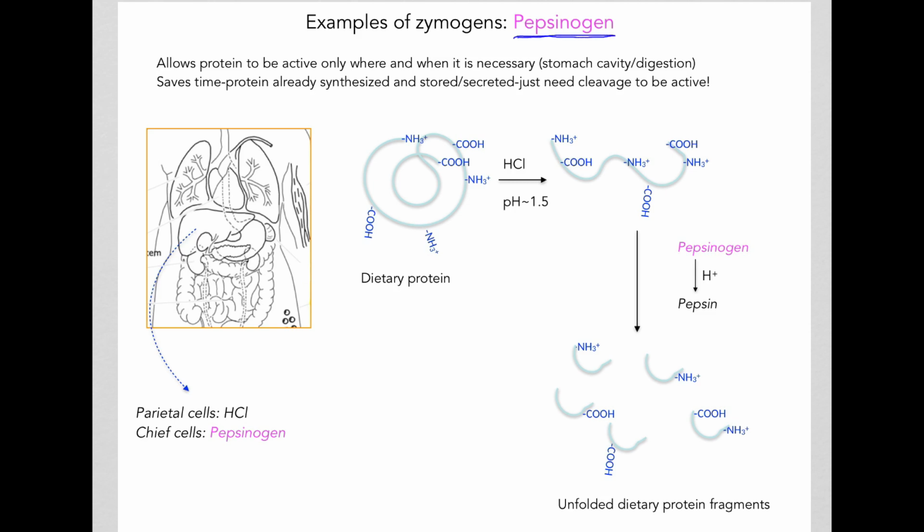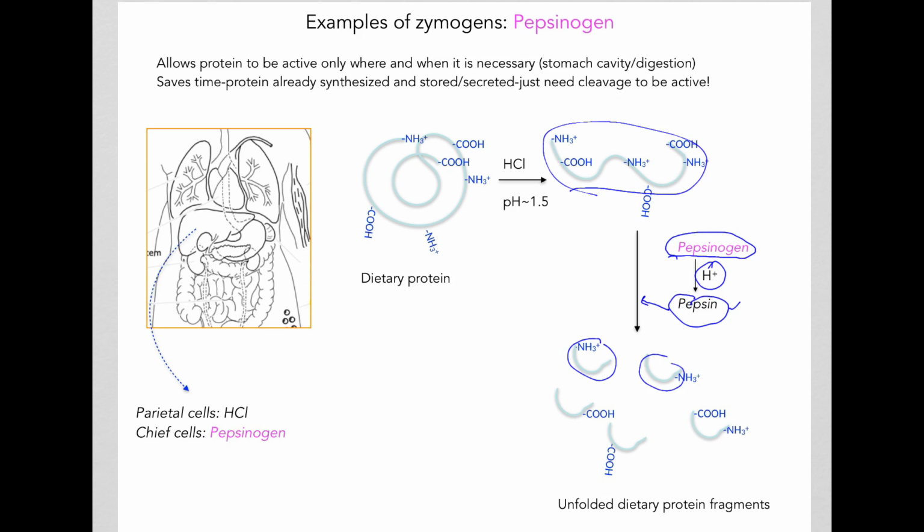So let's look at this zymogen called pepsinogen. Now pepsinogen is a zymogen that is produced by the chief cells of the stomach. Recall that the parietal cells of the stomach produce hydrochloric acid. The hydrochloric acid in the stomach cavity will break down the pepsinogen zymogen into an active proteolytic enzyme called pepsin. And this proteolytic enzyme will now break down your dietary proteins into smaller fragments, smaller pieces.